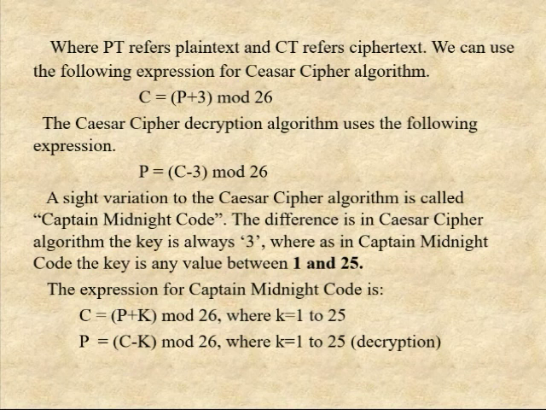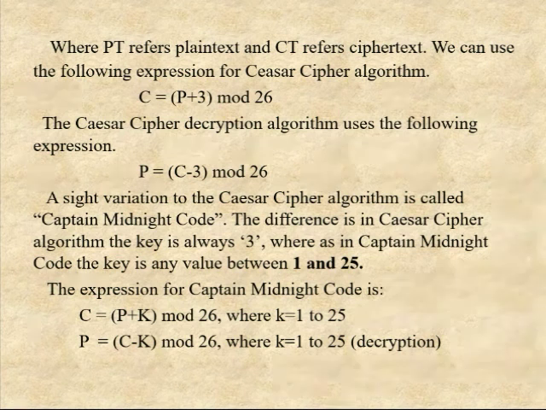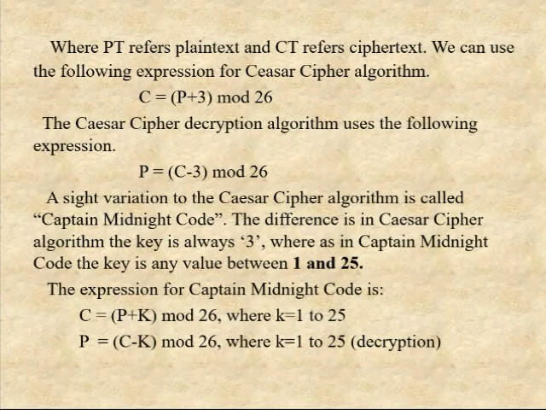We can use the following expressions for the Caesar cipher algorithm. C equals P plus 3 mod 26. That is, plain text is shifted by 3 letters. The Caesar cipher decryption algorithm uses the following expression: P equals C minus 3 mod 26. That is, ciphertext is shifted back by 3 positions.